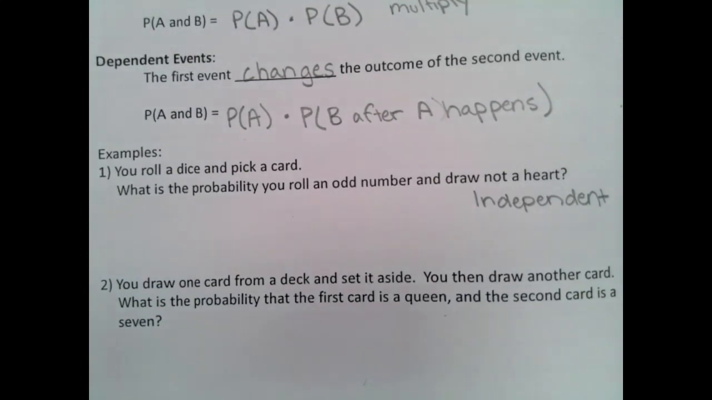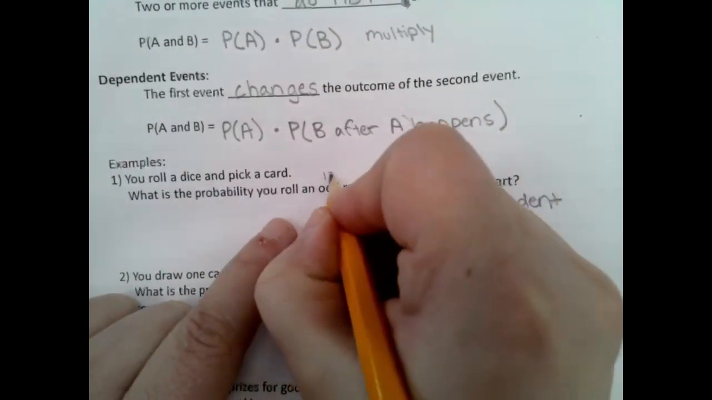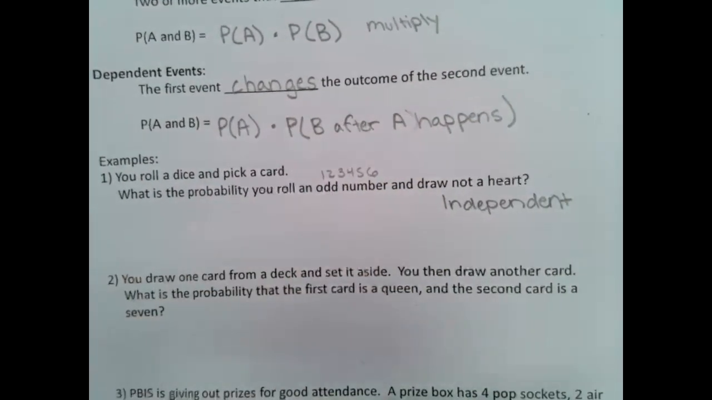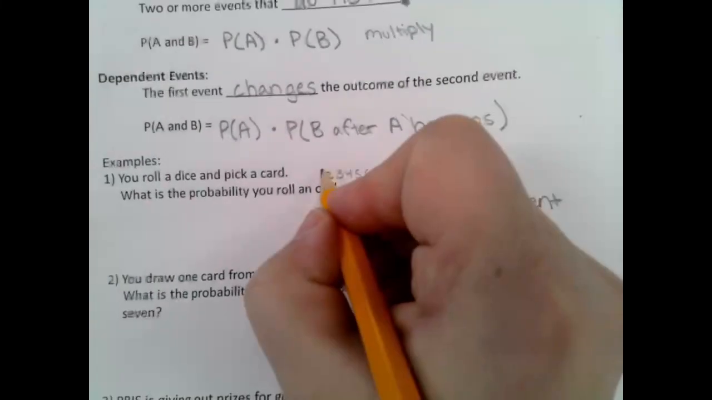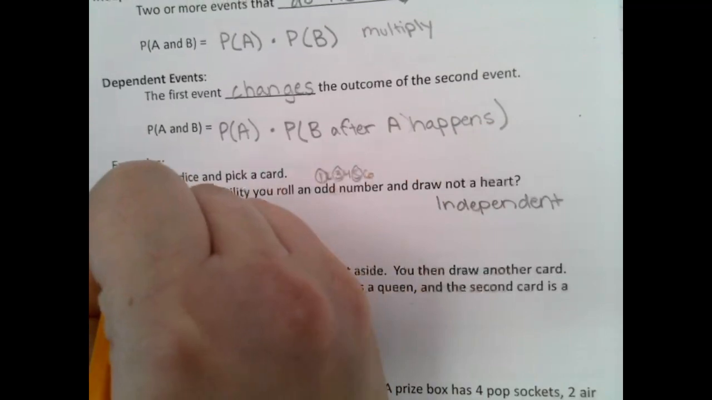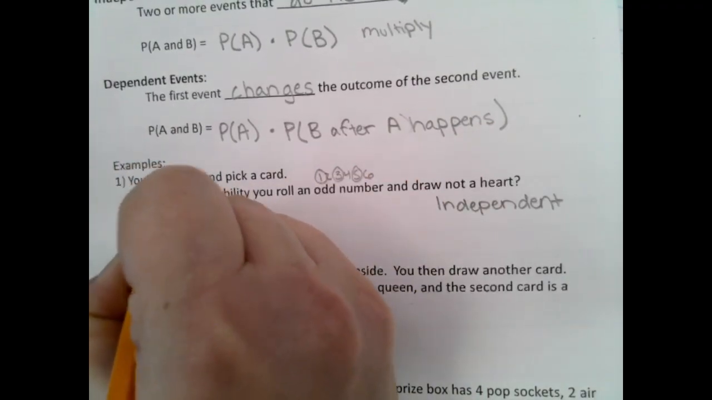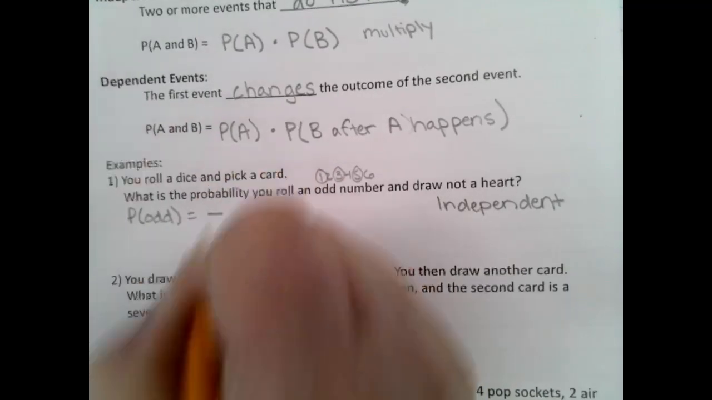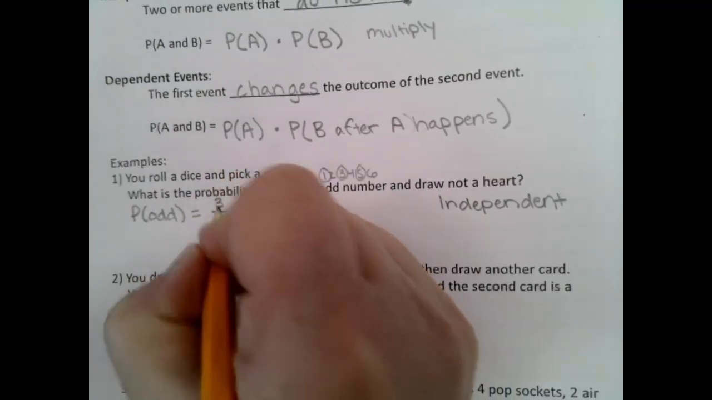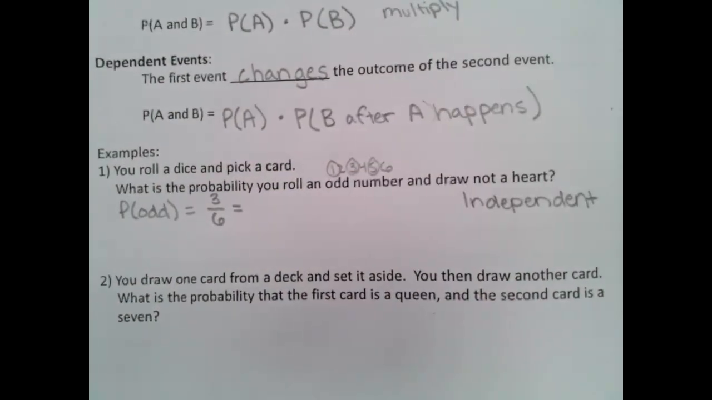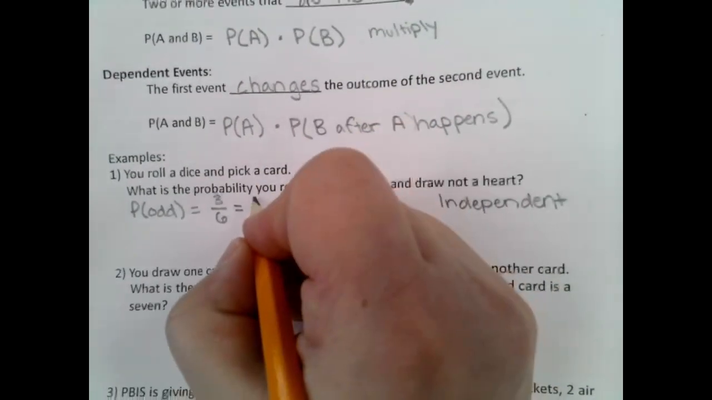All right, so rolling a dice, we have 1, 2, 3, 4, 5, 6, if you need to write that. And then odd is skip counting, but we start at 1. So 1, 3, and 5. So I'm going to find the probability of my odd first. On my dice, how many odd numbers are there? 3 out of 6. Or we could say that fraction as half. Half the numbers are odd.